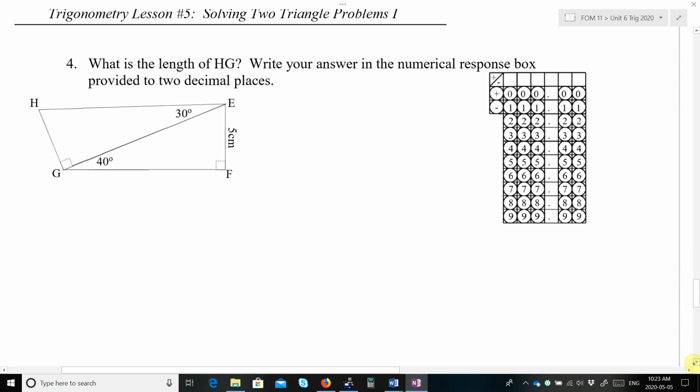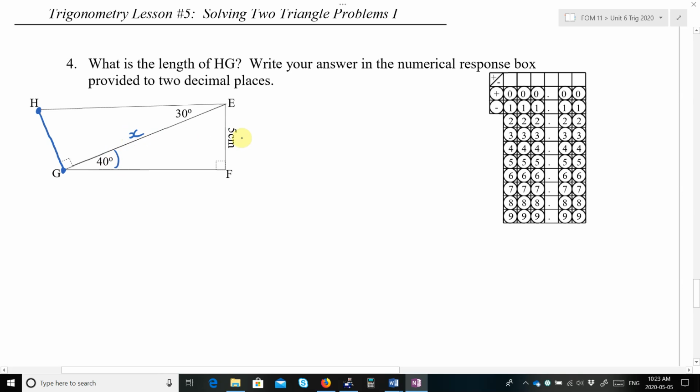And finally, number 4, what is the length of HG? Write your answer in the numerical response box provided to 2 decimal places. So they want us to find HG, which is right here. This looks like a stepping stone problem. So what we're going to do is use the first triangle, this angle on this side, to get into the second triangle there, that X.